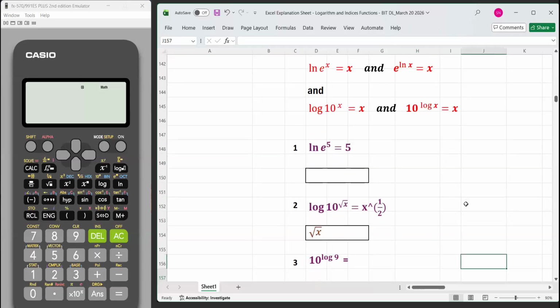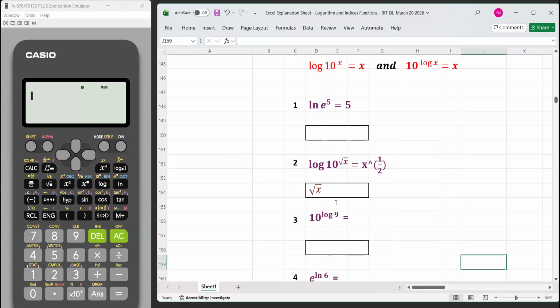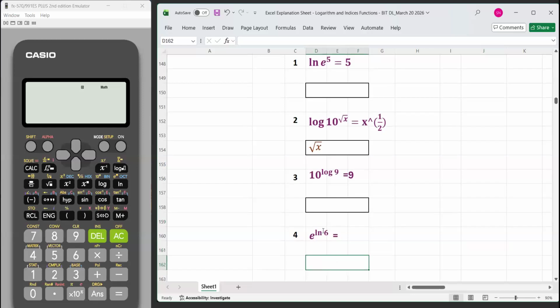Okay, now what about 10 raised to the power log 9? The answer should be equal to what? 9. 9, sir. Okay, so this should be equal to 9. Okay, now e raised to the power natural log of 6. This should be equal to 6.